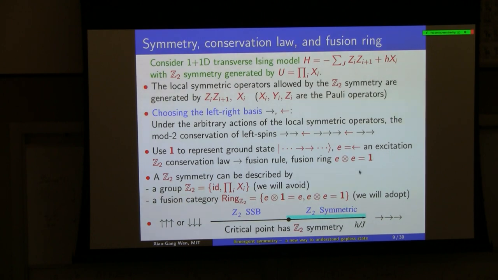So this is really the point of view that using this fusion ring or fusion rule to describe symmetry, that is the point of view we are going to use, rather than using the symmetry transformation, which forms a group, to describe symmetry. So this is a little bit of a shift in point of view. We try to look at symmetry not from a group transformation, but from the selection rule, from the fusion rule point of view.